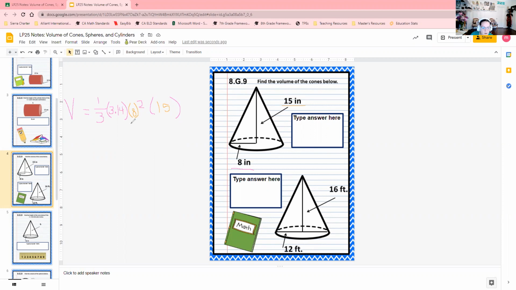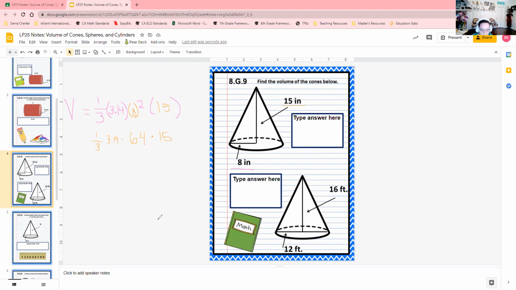So start with your exponents. 8 times 8 is 64. Got to bring everything else down. We've got our 15. We've got our 3.14. We've got our 1/3. There's a lot going on in these, so I really, really recommend that you are doing your math with a piece of scratch paper next to you. Now we just got to start multiplying everybody out.